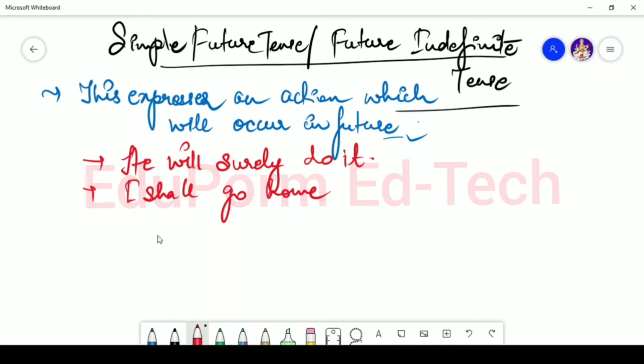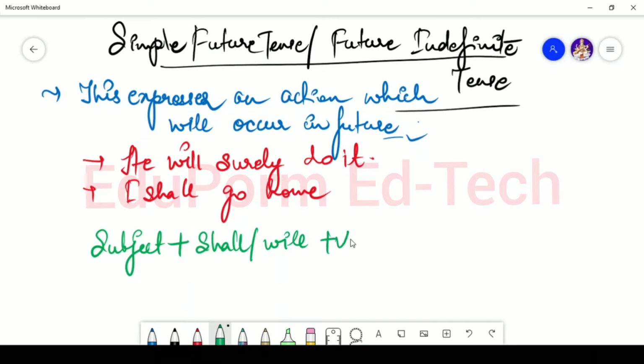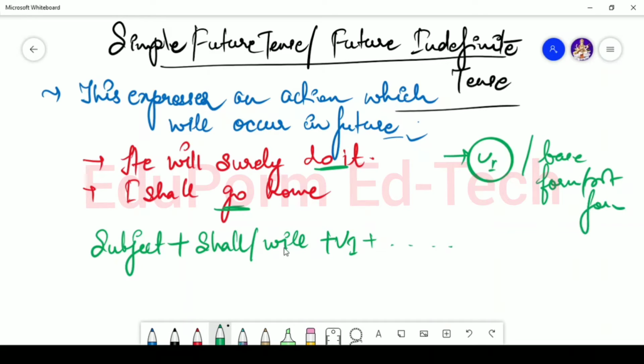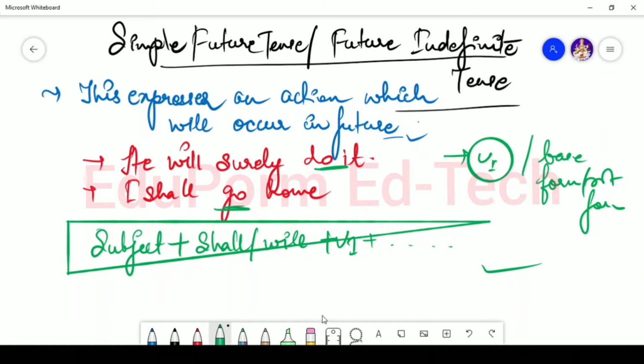Okay, let's see the sentence arrangement. What will be the sentence arrangement here? The sentence arrangement will be subject plus use of shall or will, plus V1 form of the verb. V1 form of the verb, like see, go, do, these all are the V1 form of the verb. V1 means the base form or the root form of the verb, without any changes. The raw form of the verb is known as the V1 form of the verb. Okay, got it?